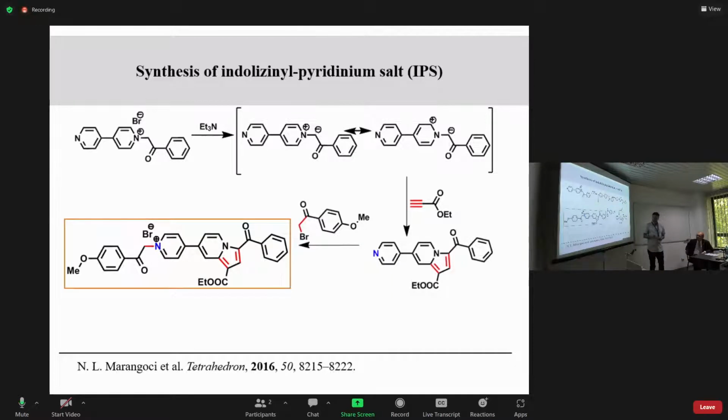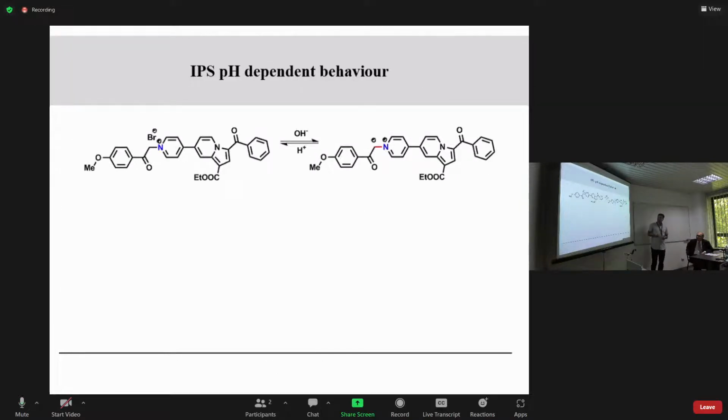It is easily obtained by a 3-step synthesis. I will not go deep into it, but this highly fluorescent compound has an indolizine moiety, which offers it a huge fluorescence, and also it has this quaternary pyridinium salt, which offers the pH sensitivity of the fluorescence. More precisely, this quaternary nitrogen, in basic media, loses a molecule of hydrobromic acid and is transformed into a very low fluorescence zwitterionic indolizine, and this process is reversible.